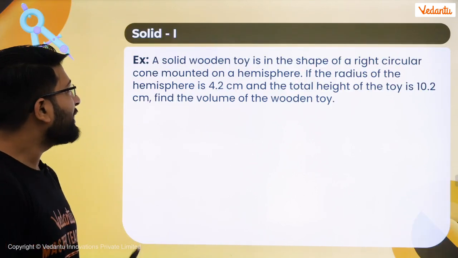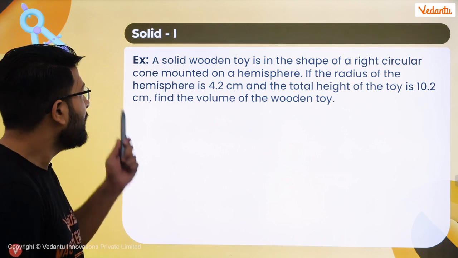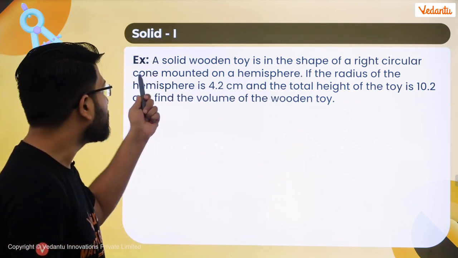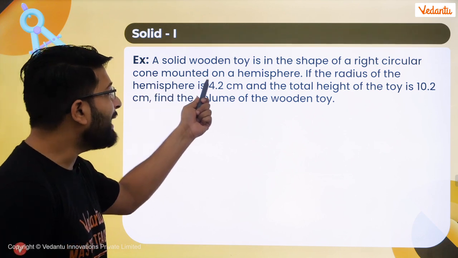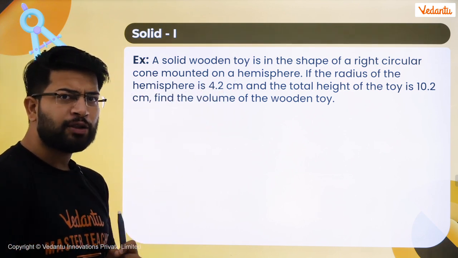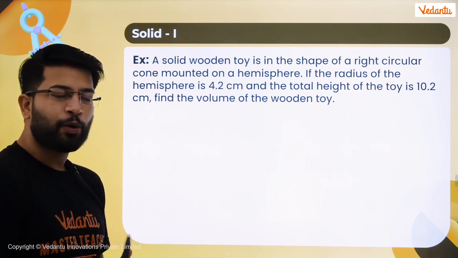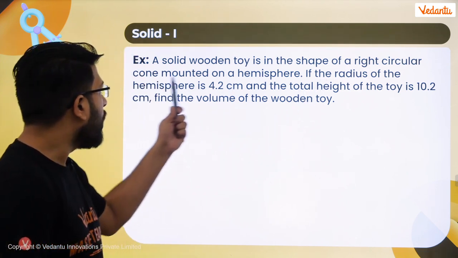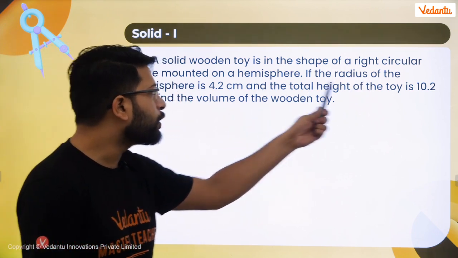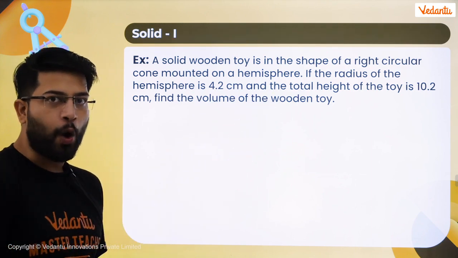Okay. So champ, look at the first one. What they're saying in the first example: a solid wooden toy is in the shape of a right circular cone mounted on a hemisphere. Can you visualize the solid? On the hemisphere, a cone is mounted, right? If the radius of the hemisphere is given, the total height of the toy is given to us. We have to find the volume of the toy.